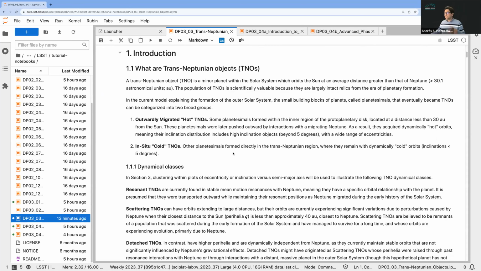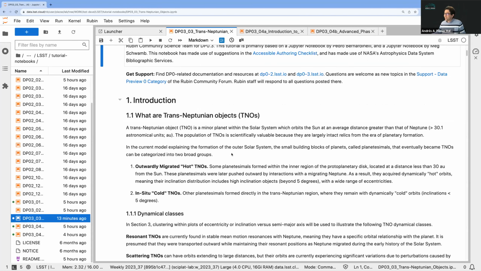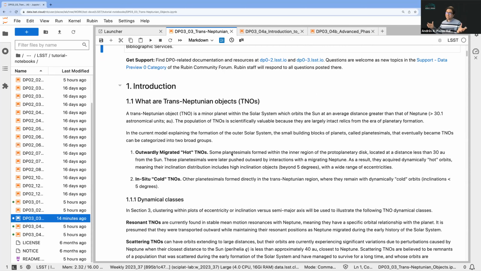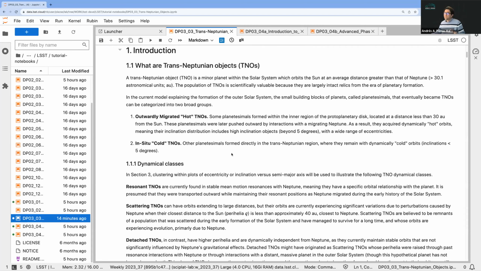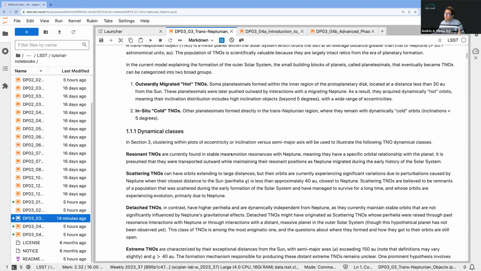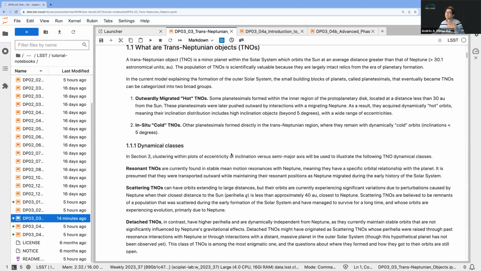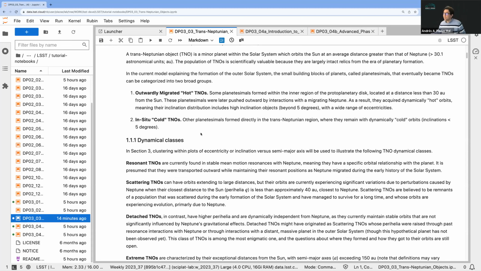And then first, we have a little bit long introduction. Usually I try to be a little bit verbose when I write tutorials, but at the same time, it was also a learning opportunity for me to learn the definitions that would be relevant for this tutorial. So first of all, as I mentioned before, Trans-Neptunian objects are any minor planets within the solar system that orbit the sun at an average distance greater than Neptune, at more than 30.1 astronomical units.